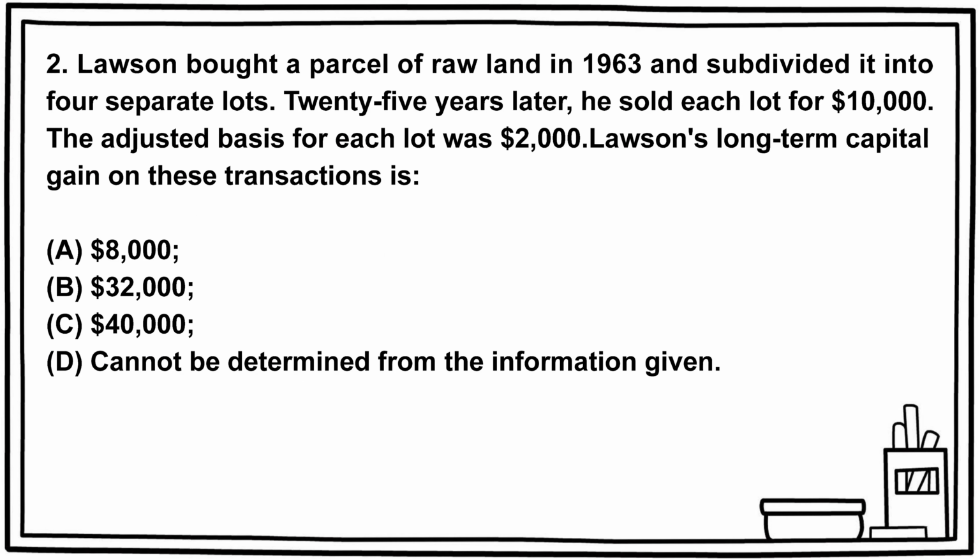2. Lawson bought a parcel of raw land in 1963 and subdivided it into 4 separate lots. 25 years later, he sold each lot for $10,000. The adjusted basis for each lot was $2,000. Lawson's long-term capital gain on these transactions is: A. $8,000. B. $32,000. C. $40,000. D. Cannot be determined from the information given.